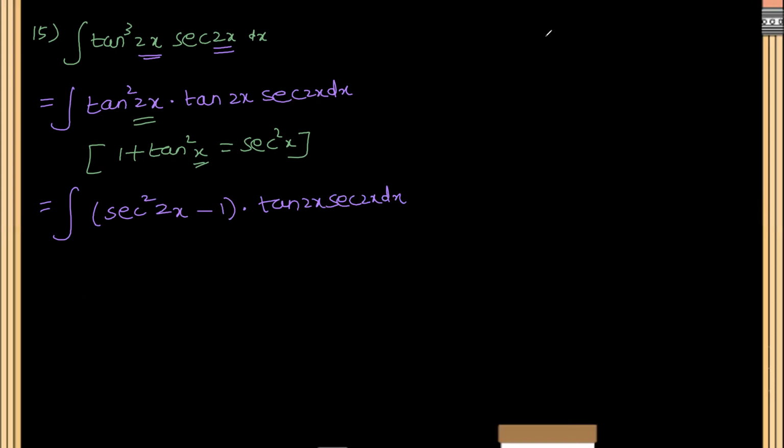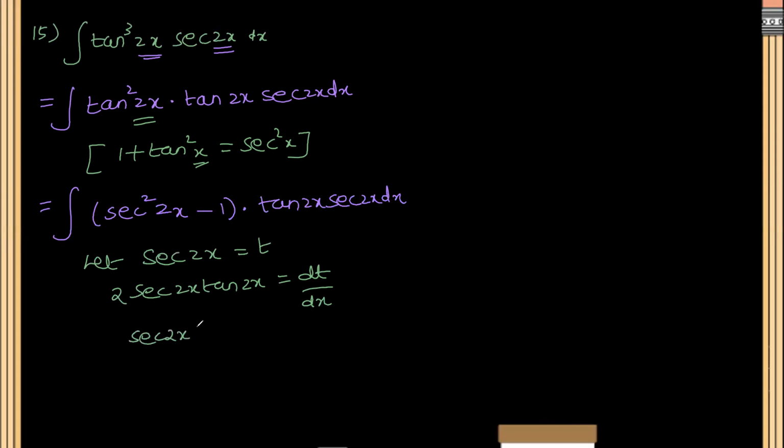Now, let's take secant 2x as t in this question. Let secant 2x equal to t. When we differentiate secant x, it is secant x tan x, into the coefficient of x, which is 2. Differentiation of t will be dt by dx. Grouping x and dx, dt and constant to one side, secant 2x tan 2x dx will be equal to dt by 2. That is replacing this as dt by 2, and secant 2x is t, power 2 we have. So that can be written as t square minus 1.